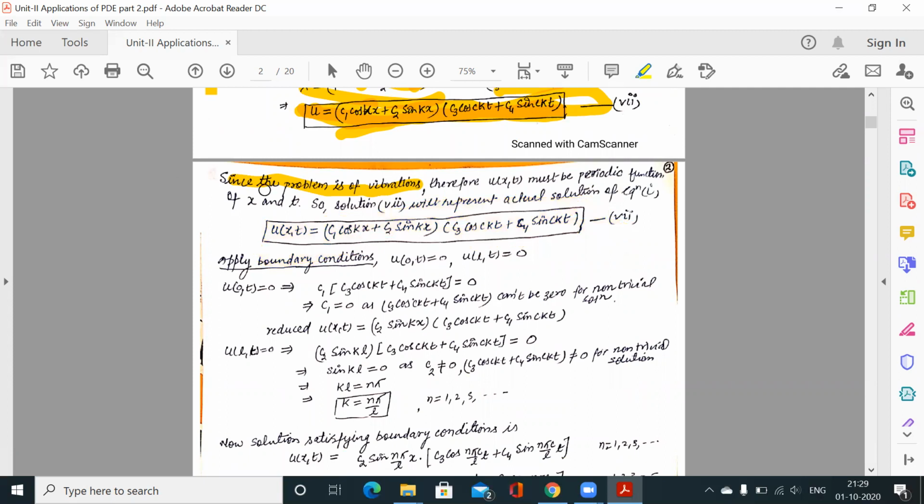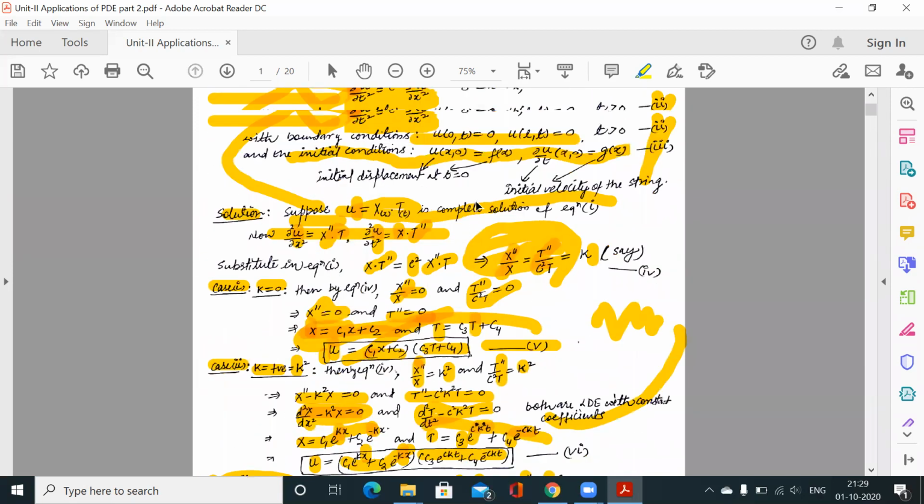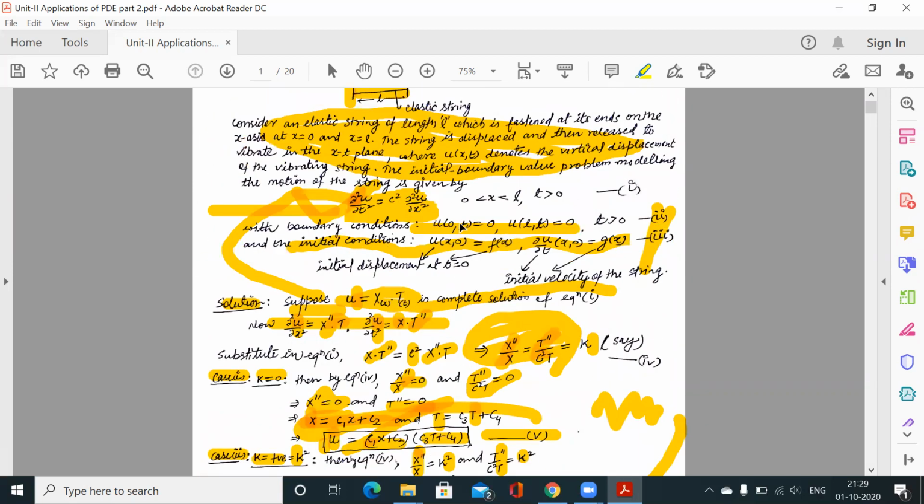Now this is the solution of the given differential equation. I told you this is the general solution, but we have to find the particular solution which satisfies the boundary conditions and the initial conditions. So now apply the boundary conditions. The boundary conditions were u(0,t) = 0 and u(L,t) = 0, meaning at x equal to 0 and x equal to L, the u values are 0.